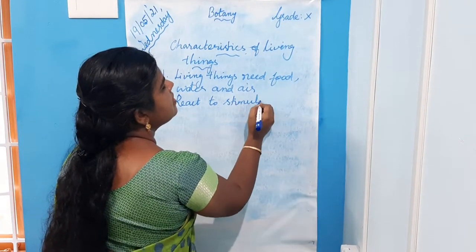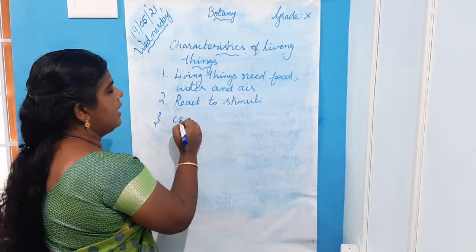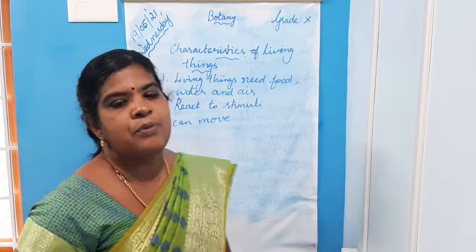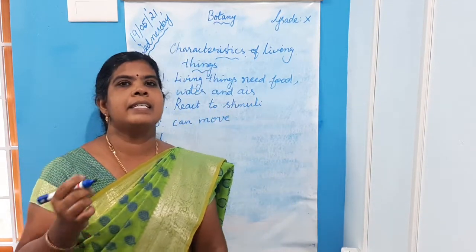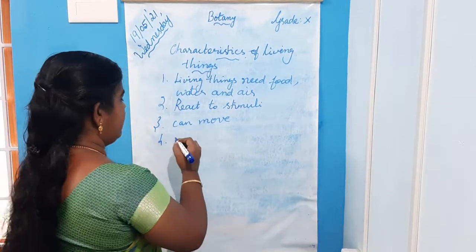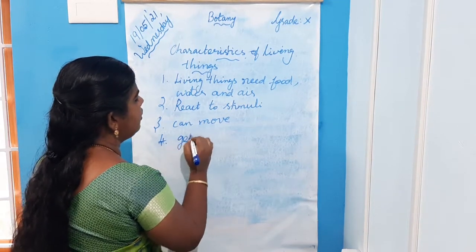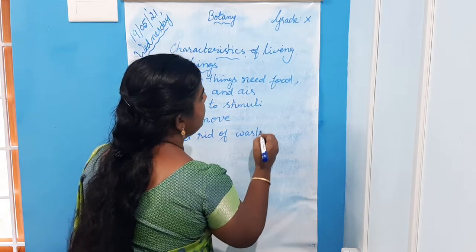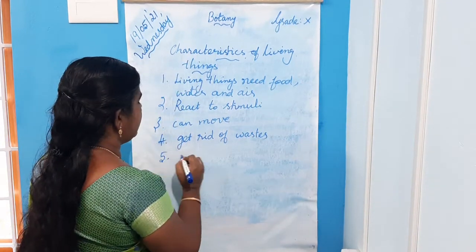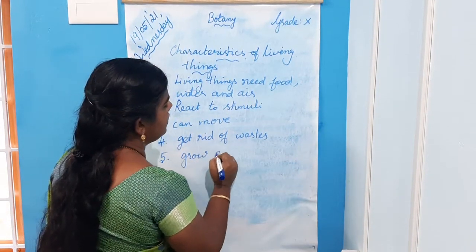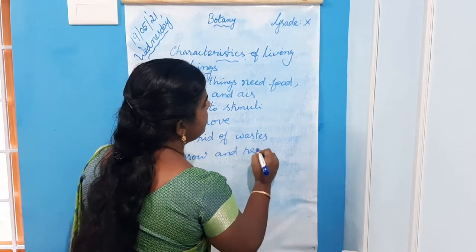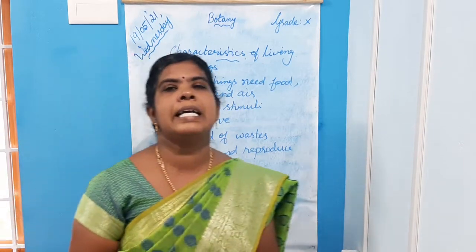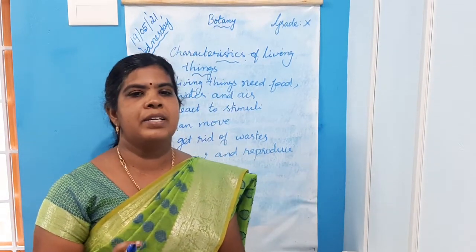Then third is living things can move. Then fourth one is living things get rid of waste. Then the living things can grow and reproduce. These are the important characteristic features of living things.